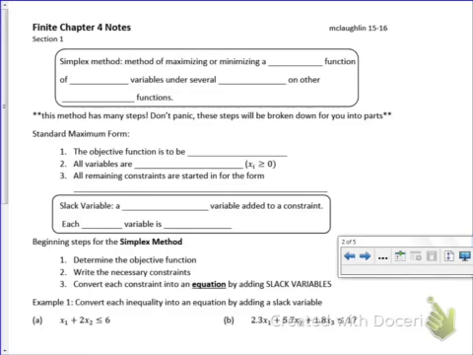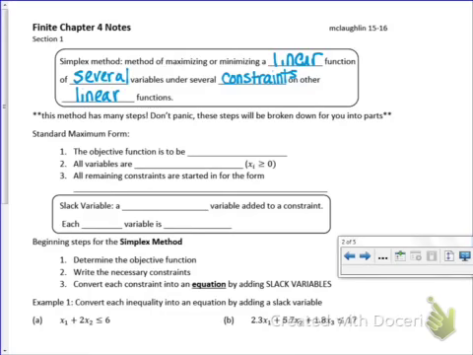So it says the simplex method is the method of maximizing or minimizing a linear function, so we're still dealing with lines, of several variables. So not just two, we're having several under several different constraints. So it's not just going to be a couple, it's going to be a little bit more than that. And it's still going to be on linear functions. Okay, so that's not changing.